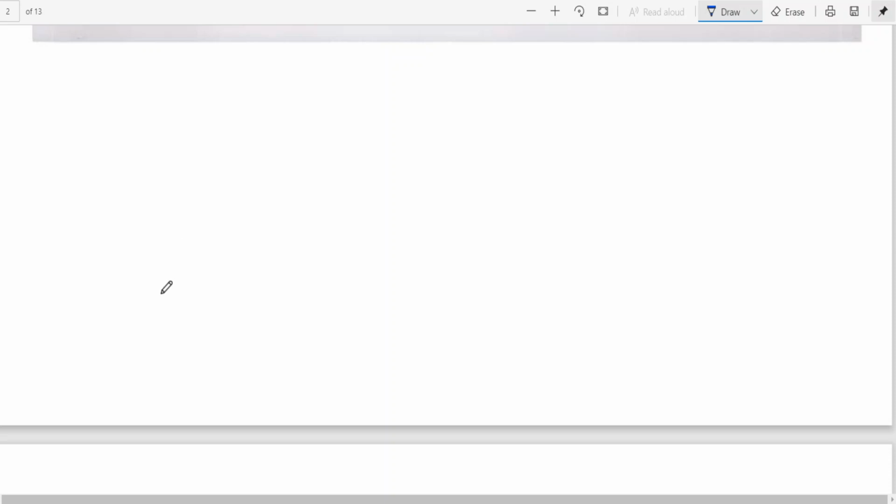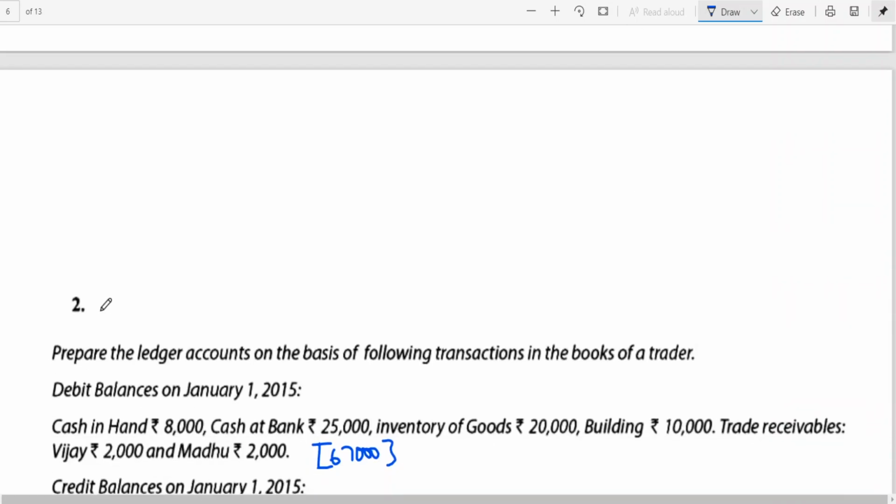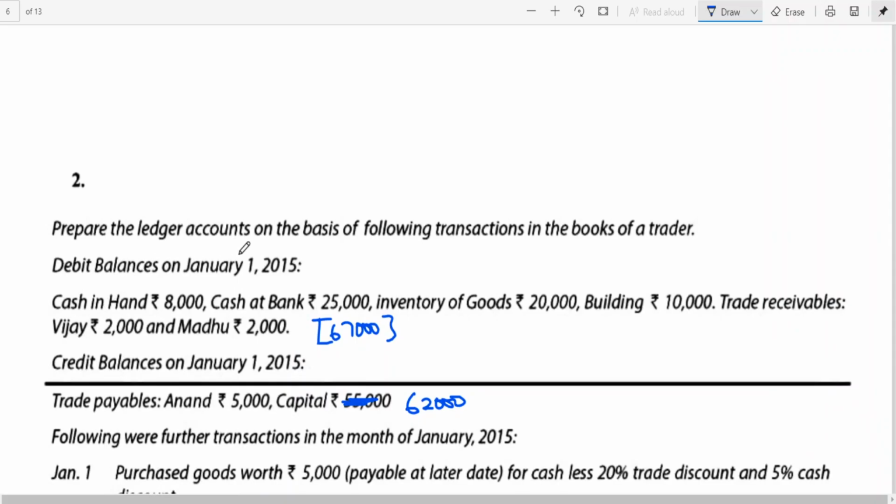Right. So what I am doing here is that let me start with a small problem. Prepare the ledger accounts on the basis of the following transactions in the books of a trader. Debit balances on 1st January 2015: cash in hand 8,000, cash at bank 25,000, inventory of goods 20,000, building 10,000, trade receivable Vijay 2,000, Madhu 2,000. Credit balances.